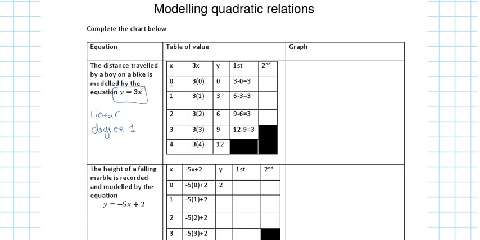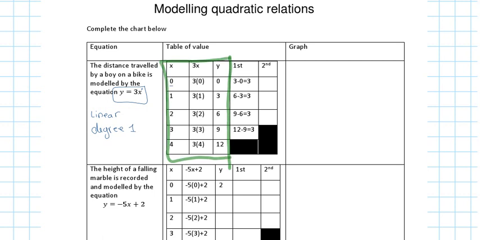I have the x values 0, 1, 2, 3, and 4. If I plug x into my equation, I get 3 times 0, which is 0. If I plug in 1, I get 3 times 1, which is 3. If x is 2, 3 times 2 is 6. X is 3, 3 times 3 is 9. X is 4, 3 times 4 is 12. Okay? Up to this point, we've seen this on Monday.